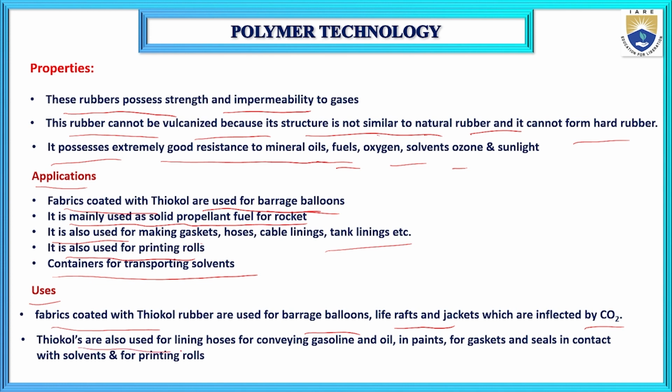The thiocols are also used for lining hoses for conveying gasoline and oil, in paints, for gaskets and seals in contact with solvents, and for printing rolls. By using thiocol rubber, we can prepare printing rolls. These are the applications of the thiocol rubber.